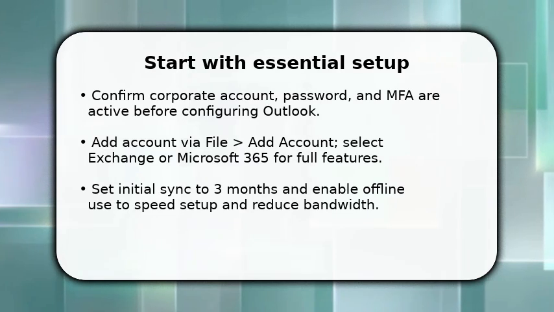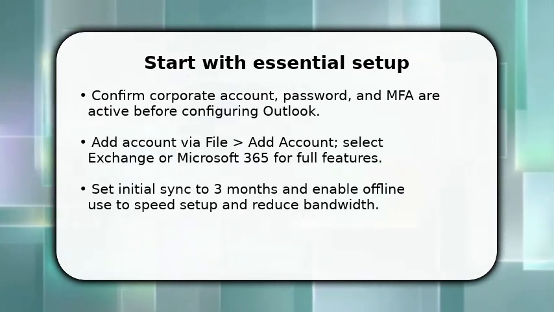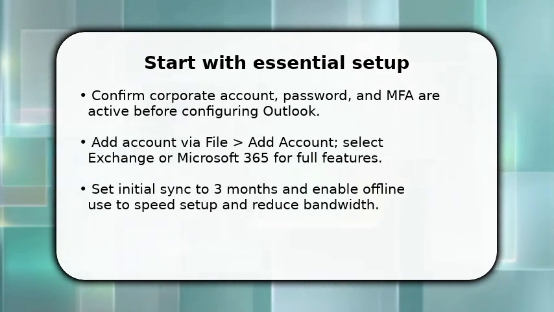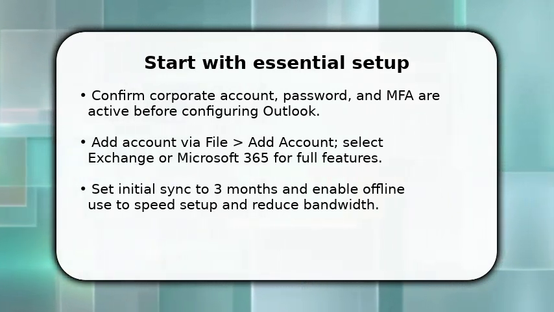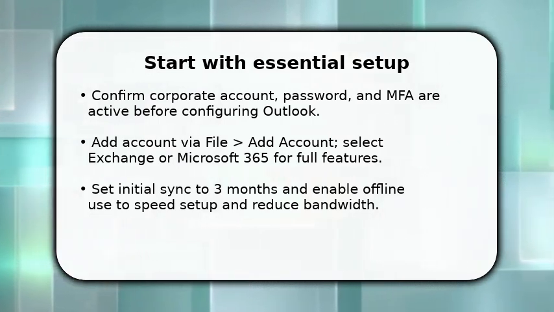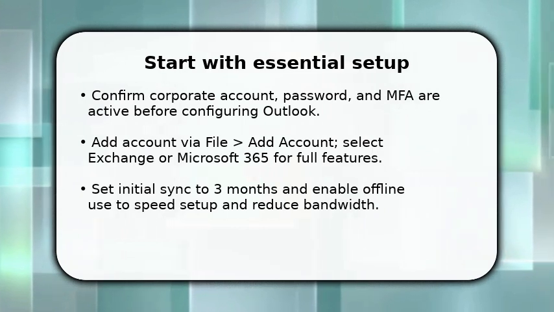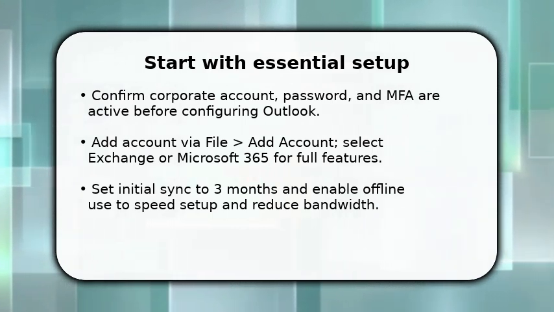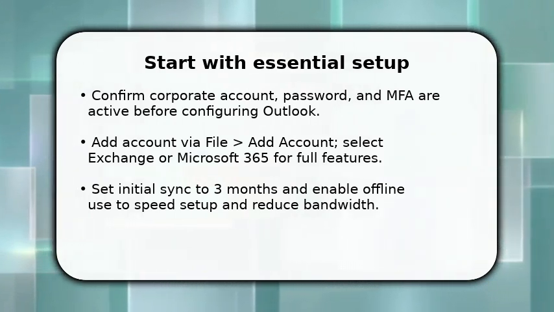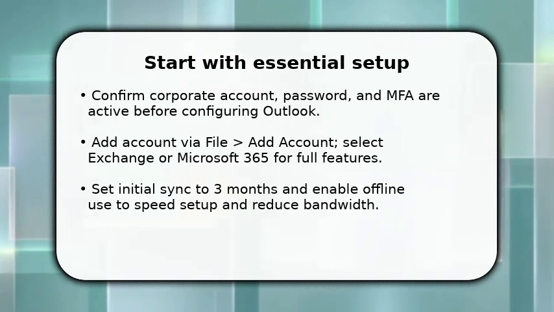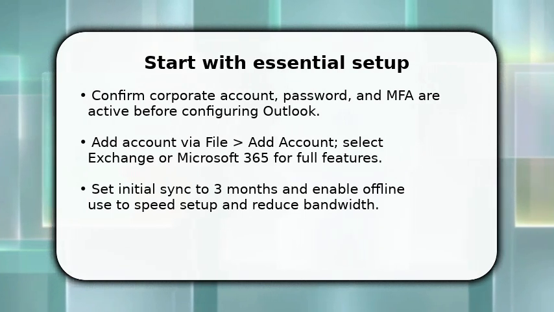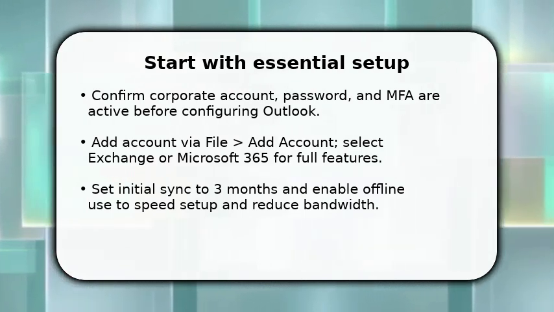You begin by verifying prerequisites. Your corporate account, password, and MFA are ready. Next, add the account from File Add Account and choose Exchange or Microsoft 365 so Outlook syncs folders, calendars, and directory. Once done, limit initial sync to 3 months and enable offline mode to speed setup and conserve bandwidth. These choices reduce sync noise and make search responsive. Make sure to allow time for the first sync, so folder structure and rules populate correctly before you proceed.